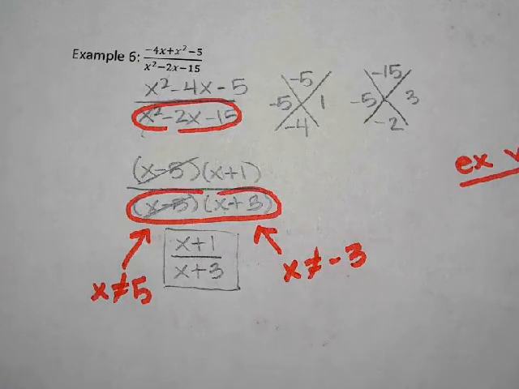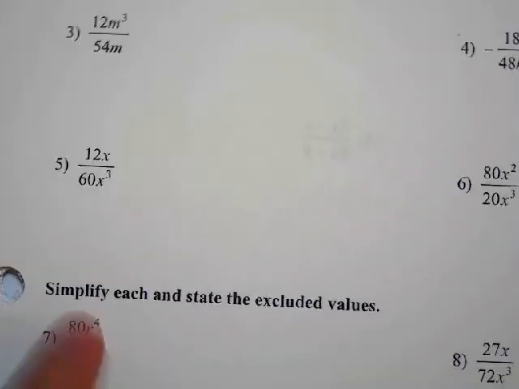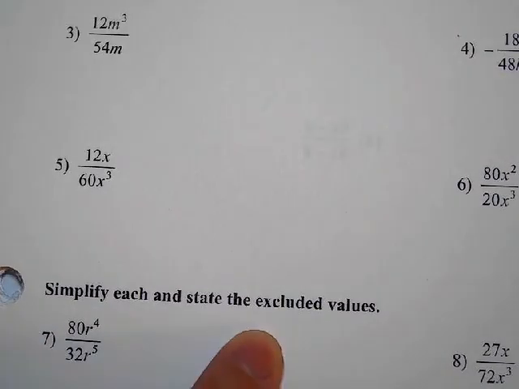Okay, so if you look at this, this is what we're going to be doing next. So we're going to be simplifying for some of the problems, and then some of the problems ask you to simplify and state the excluded values. Okay? Answer key is on the back wall, so you can check your answers as you go if you would like to.